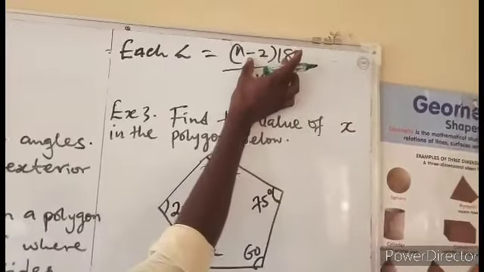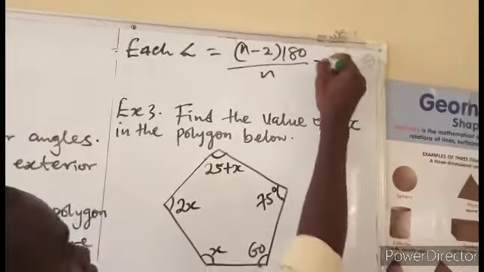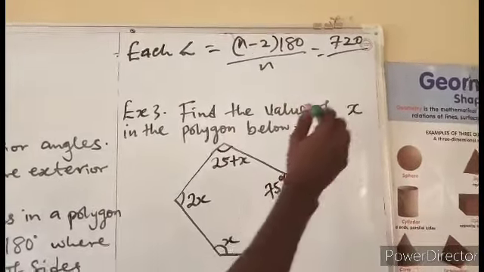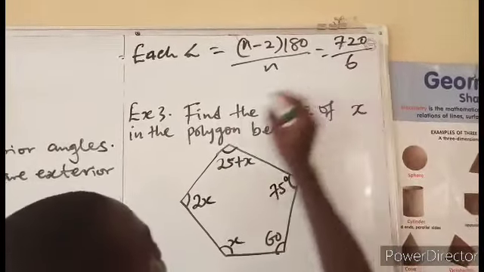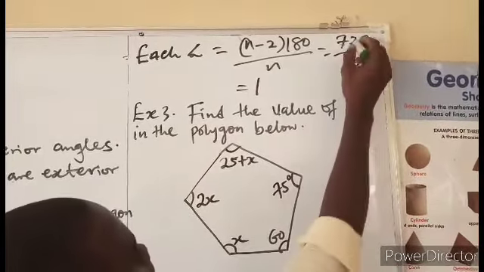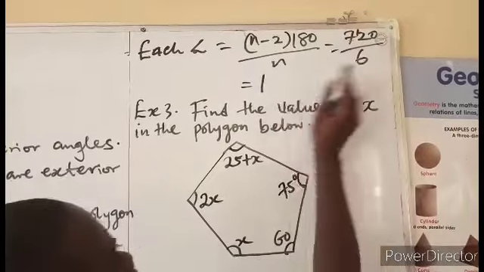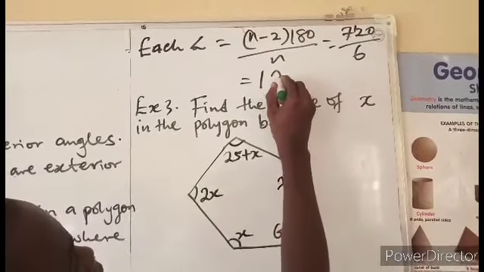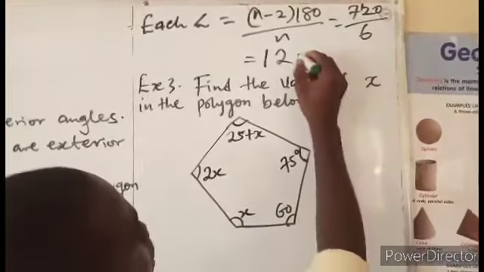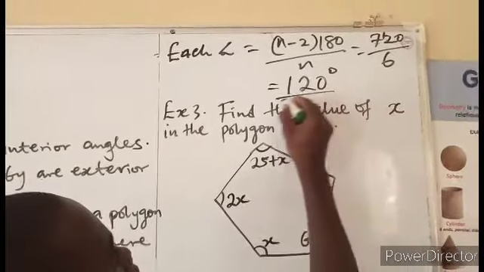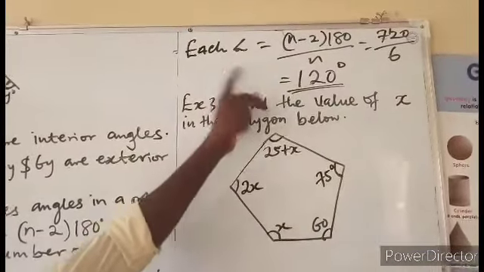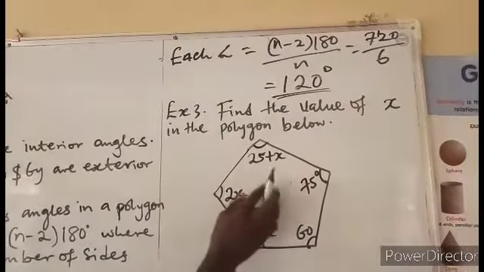And we know that the sum of angles is what? 720 divided by, what is the n? Is hexagon, so 6. Okay, which will give us what? 120 degrees. So each angle of the polygon is 120 degrees. Let's look at this other one.